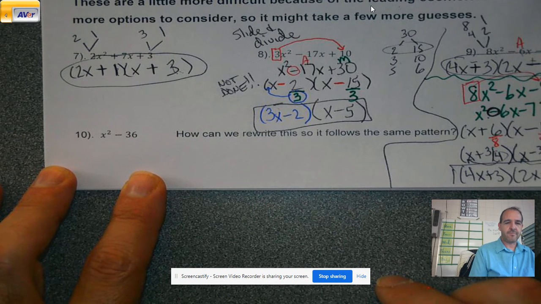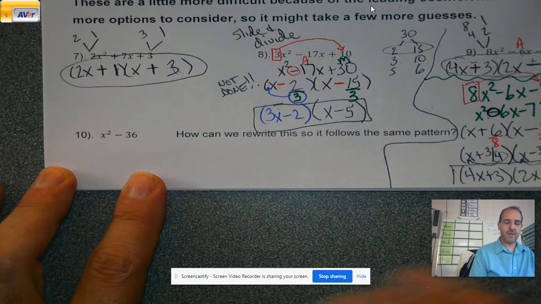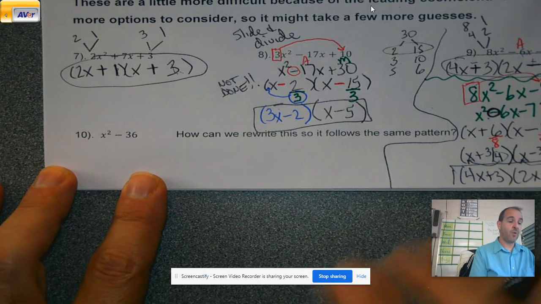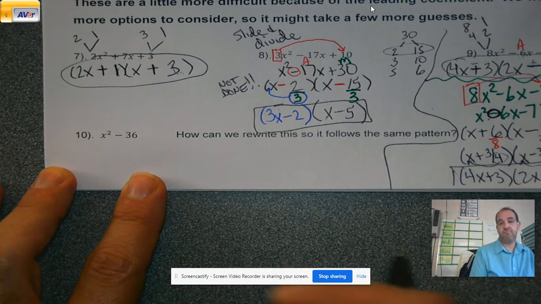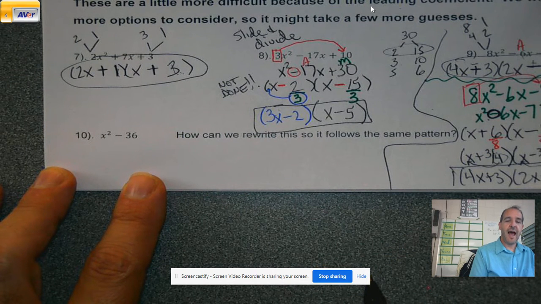Okay, so number 10, and then like I said, we're going to cut for now. There's a second video in this section though. So if you get going on the practice and you're like, we haven't done that, you haven't quite watched far enough yet. How can we write this so it follows the same pattern?